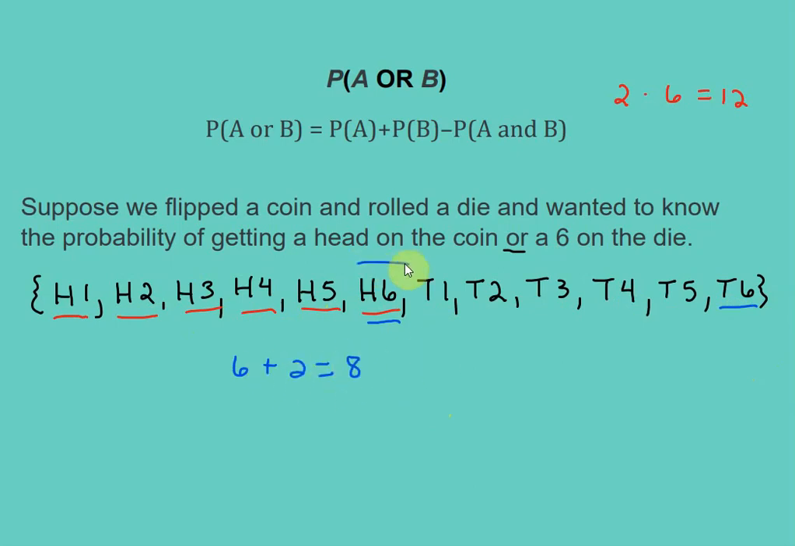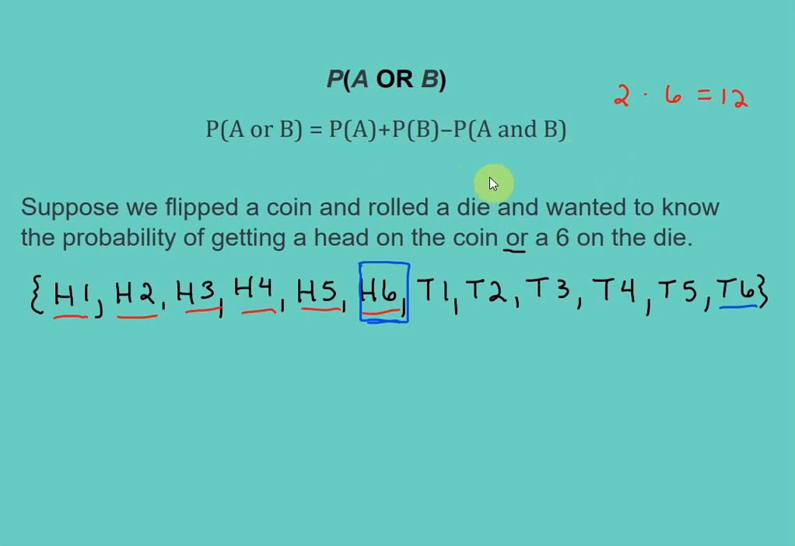But we would be counting this outcome twice because we counted it once when we were counting all the heads and we counted it again when we were counting the sixes. So this is the overlapping outcome. So that's why when we try to determine the probability when it's event A or event B, we have to subtract the overlapping outcome.